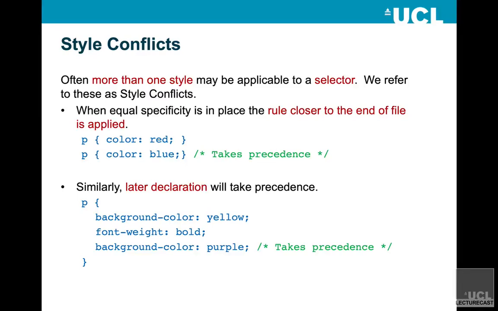A similar rule applies within the declaration. For example, if you have a declaration block which contains a number of declarations, and there is a conflict between the declarations. For example, there is a background color yellow appearing further up, and then background color purple appearing further down. The one which is appearing further down takes precedence.